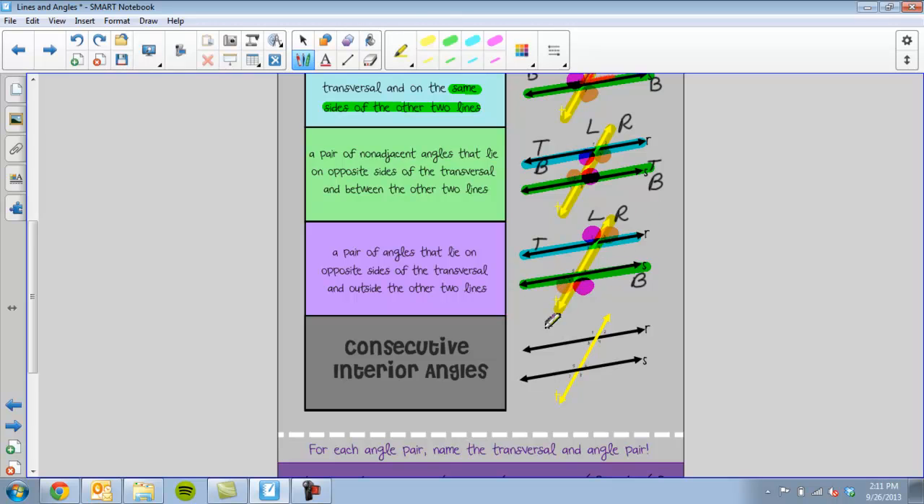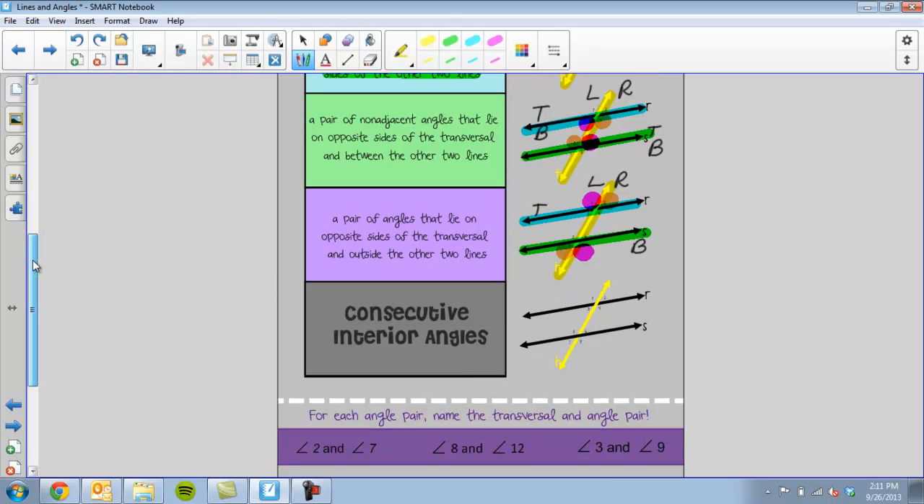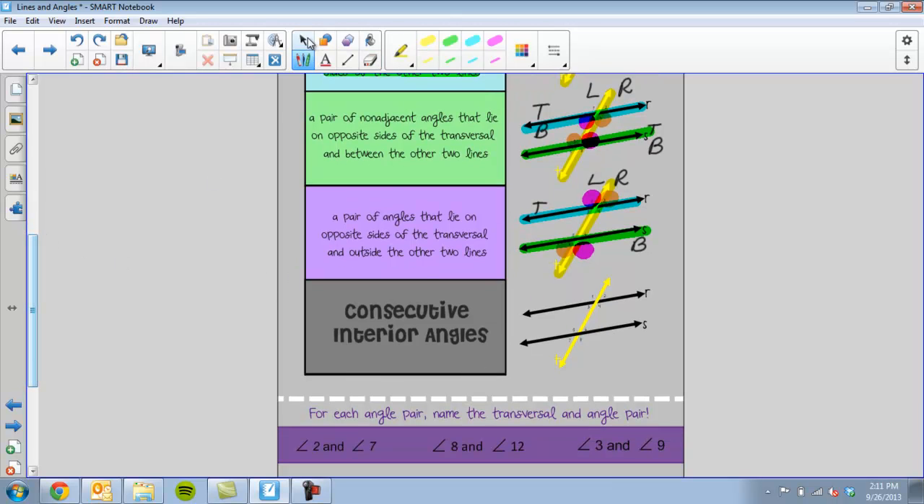The last one is the easiest to remember. Your foldable says same side interior, and in parentheses, consecutive. It's exactly what it means. So again, I'm going to skip over the definition, but here's my yellow transversal, transversal meaning a line that intersects two lines that are coplanar.